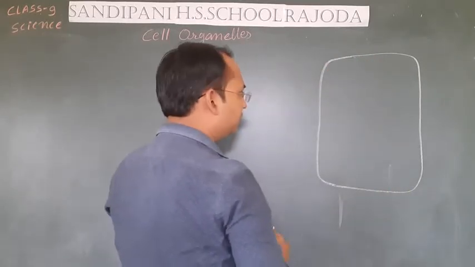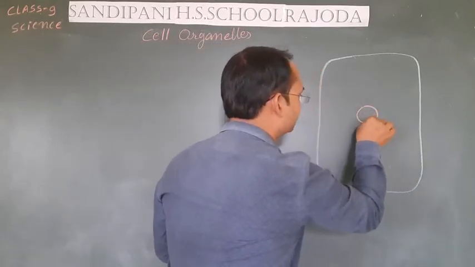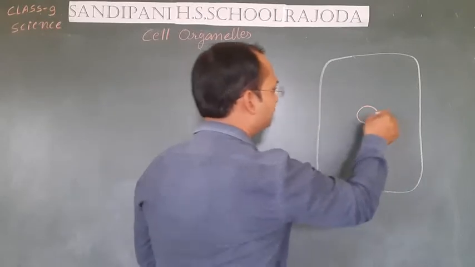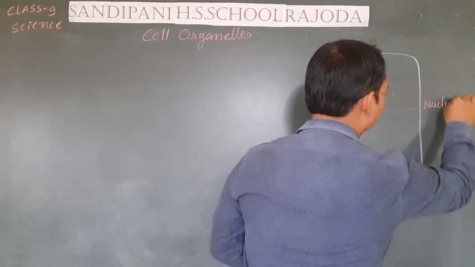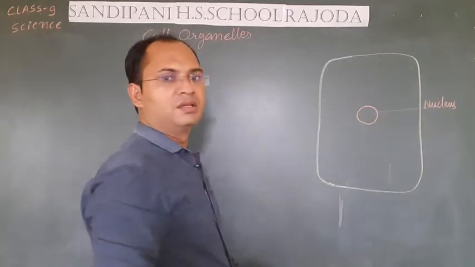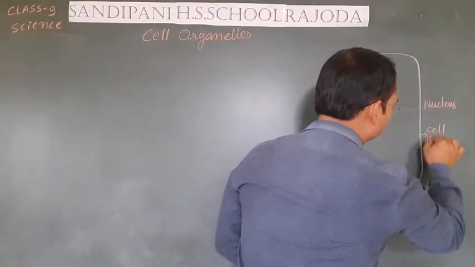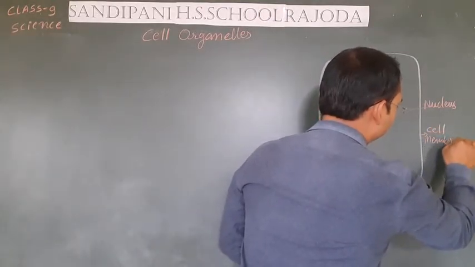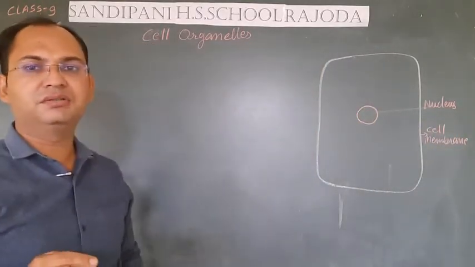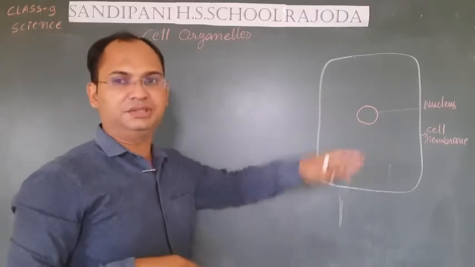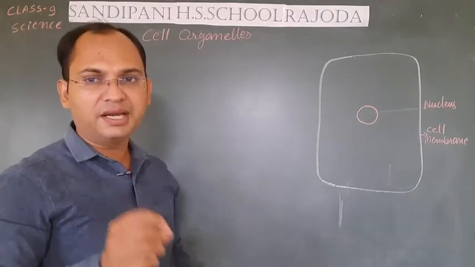The cell membrane, inside the cell, it is the nucleus of the cell. Cell membrane. And students, we have seen that outside the nucleus, one cell organelle is present, and the name of the cell organelle is endoplasmic reticulum.